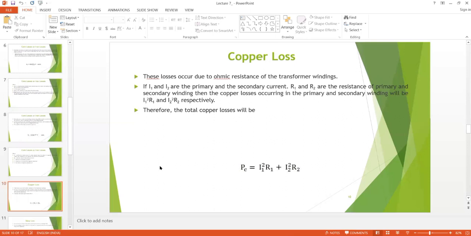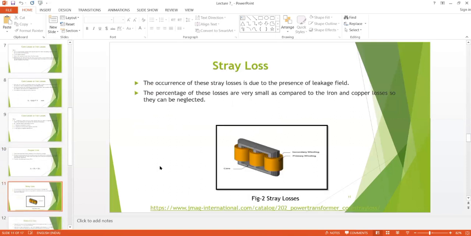When we talk about copper losses, these are basically ohmic losses and depend on the transformer winding. If you have negligible resistance, then we can say we have negligible copper loss. Otherwise, we do have it. We have I1 square R1 and I2 square R2 respectively. So the total copper loss will be Pc equal to I1 square R1 plus I2 square R2.